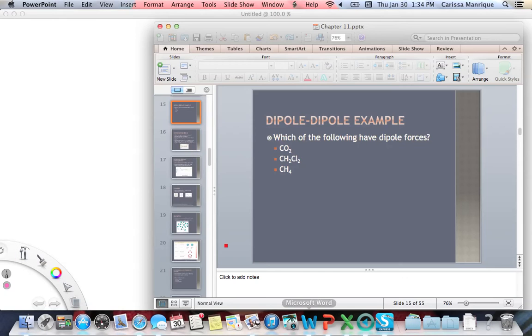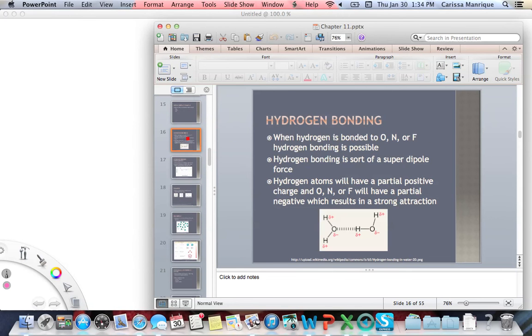Okay. Now let's look at the next intermolecular force, hydrogen bonding. Hydrogen bonding is basically a dipole interaction, but it's a special case. Okay, it's like a super dipole. And this is between hydrogen, okay, as the name implies, and oxygen, nitrogen, or fluorine. Okay, now this is important to remember.